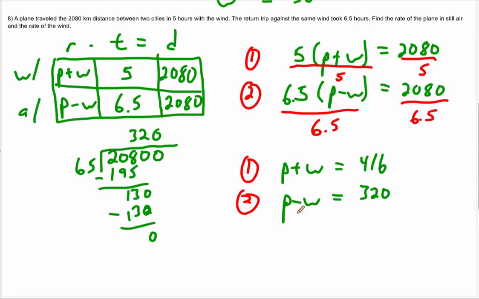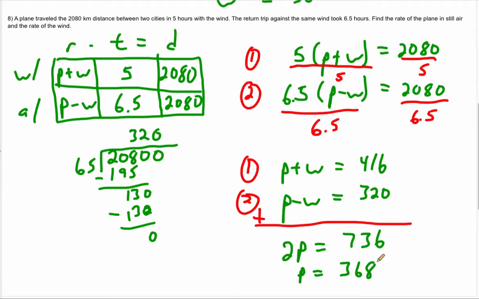Once again, as usual, these rate time distance problems often add up real nicely for an elimination, and that's going to be 2P equals 736. Dividing by 2 gives me 368. Let's see, 720, yeah, 368. And then backing up here, 368 minus 320 is 48 for the wind. Wind equals 48.